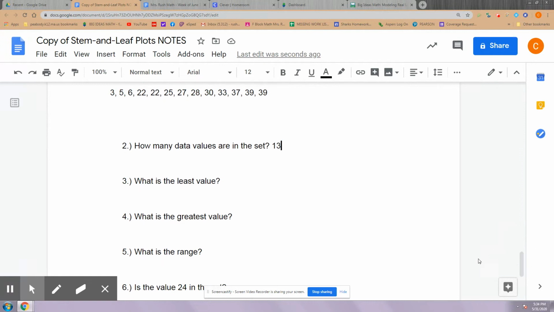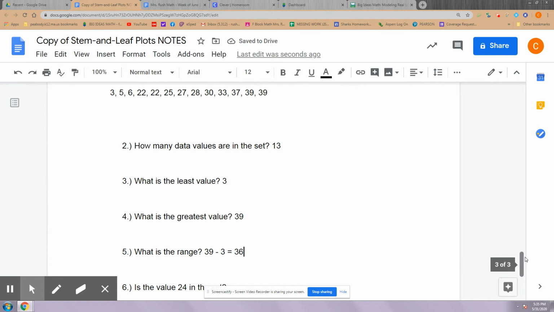Then we say, what is the least value? That means the smallest number. The smallest number up here, if we look, is 3. What is the greatest value, or the biggest number? If you look up here, the biggest number is 39. What is the range? The range is, remember, when you take the biggest number, or the greatest value, which is 39, and you subtract the smallest number from it, or the least value, which is 3. 39 minus 3 is 36.